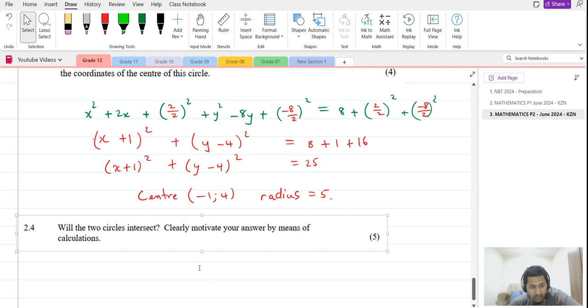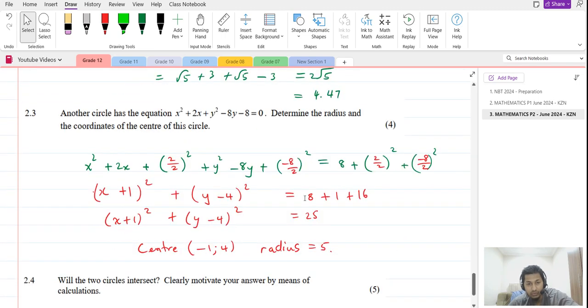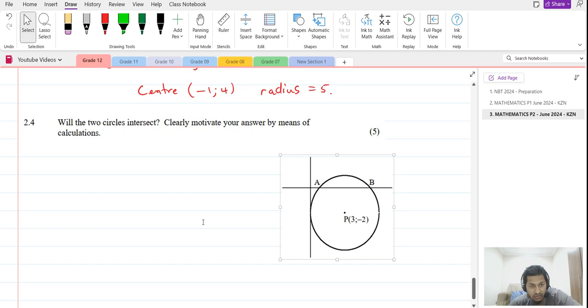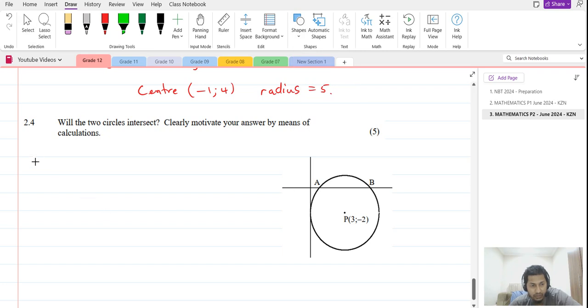Will the two circles intersect? So let's take this as we don't know whether the two circles will intersect or not. We need some calculations. What's the thing about intersecting circles is that, remember, we don't know the theory behind intersecting circles. You see, that's an intersecting circle.